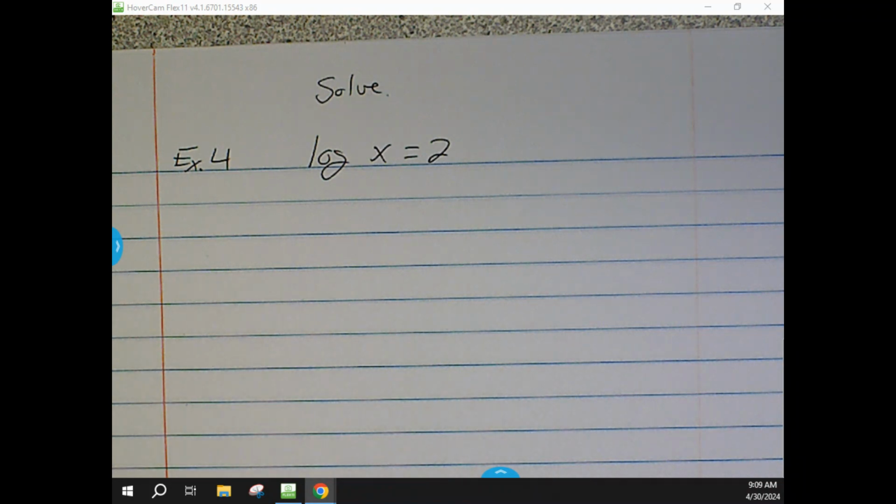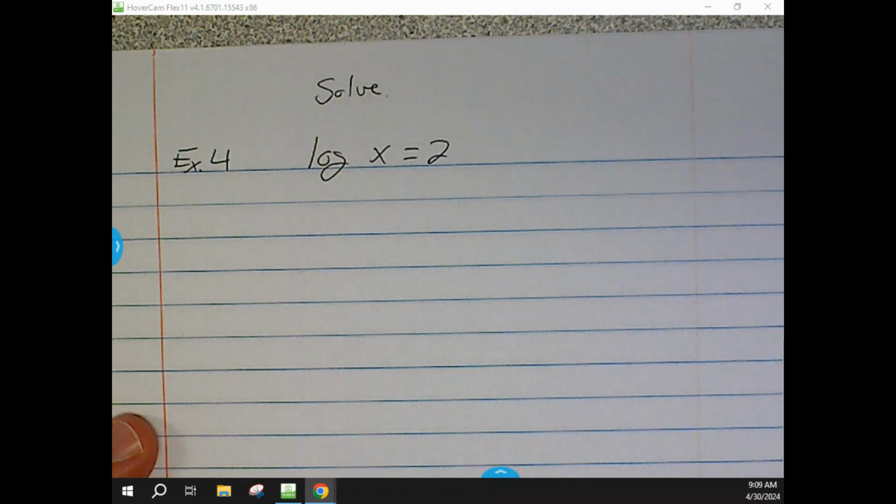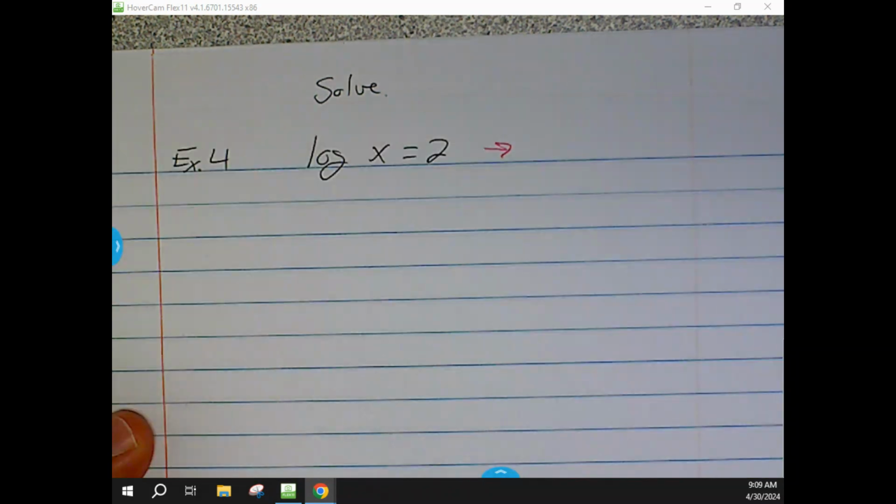So you got log of x equals 2. Okay, first off, what base needs to be there? 10. All right, we got to make it base 10. So very first thing is we're going to rewrite this one so it's log base 10.